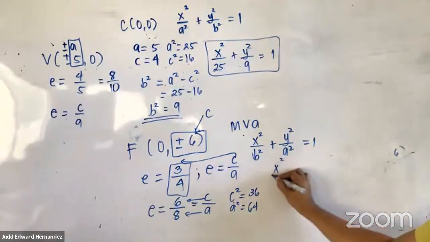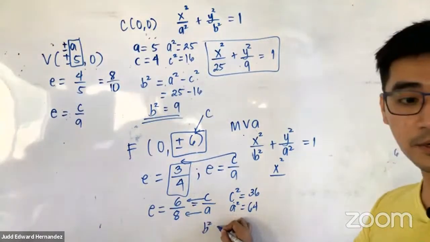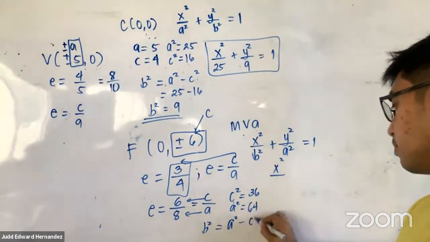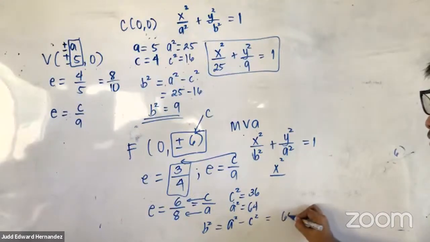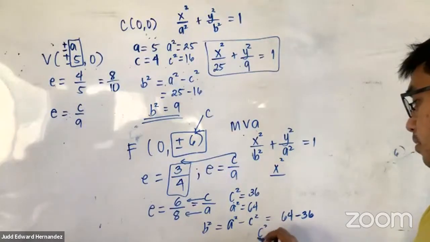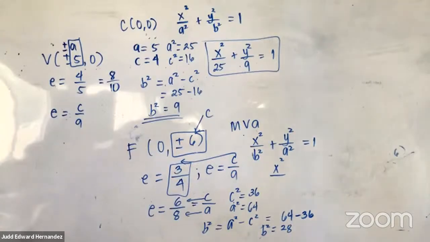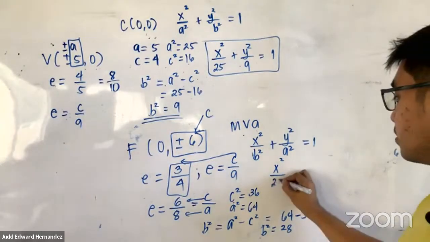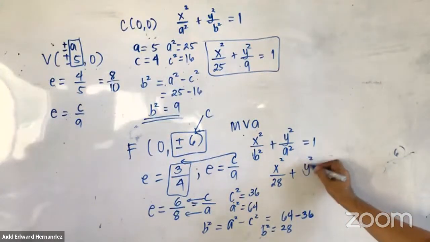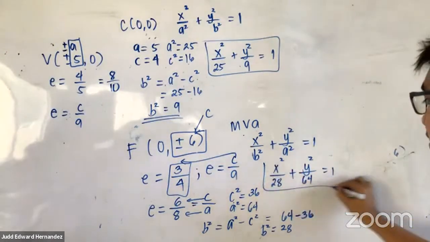Therefore, this becomes x squared over, what is our b squared? We don't have b squared yet, so let's solve for it first. That is b squared is equal to a squared minus c squared. Therefore, that is equal to 64 minus 36. What is 64 minus 36? That is 28. Correct? Okay. Therefore, our b squared is 28. It becomes x squared over 28 plus y squared over, what is our a squared? Our a squared is 64, is equal to 1. Questions?